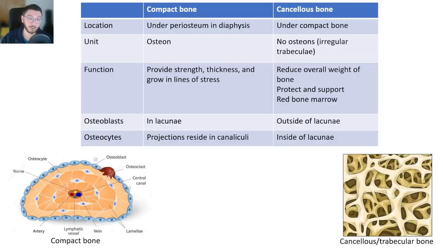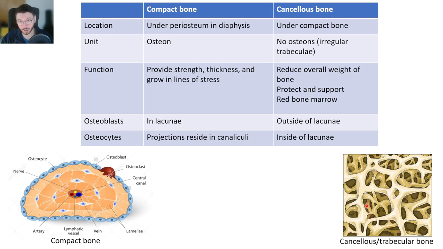So here's a basic table for the compact bone. And what we have here is that the compact bone, once again, is under the periosteum in the diaphysis, whereas the cancellous bone or the trabecular bone is under the compact bone. We have an osteon, that's the unit, whereas they have no units here, it's just irregular trabeculae. The function is to provide strength, and they grow in lines of stress, whereas here these bones act to reduce the overall weight of the bone.